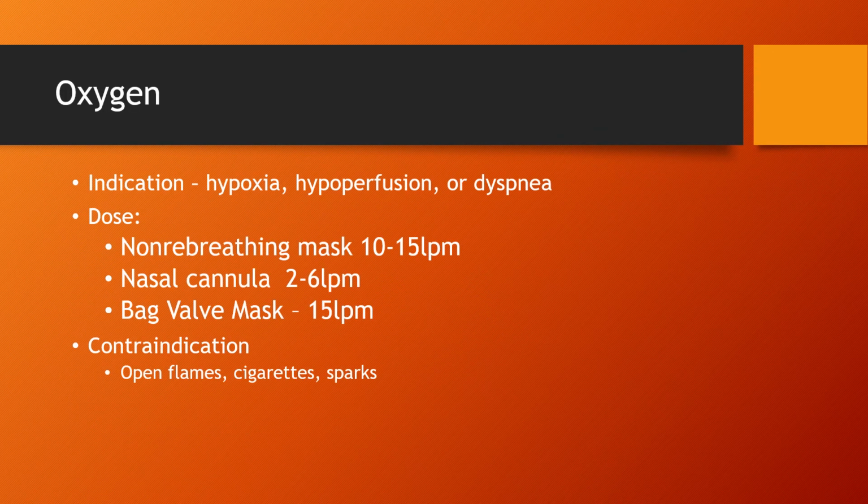And then you have oxygen. Again, we give that for hypoxia, dyspnea, hypoperfusion, or signs of shock. Our routes are BVM at 15 liters, nasal cannula 2 to 6, or non-rebreather 10 to 15. And don't use it around open flames, cigarettes, or sparks.